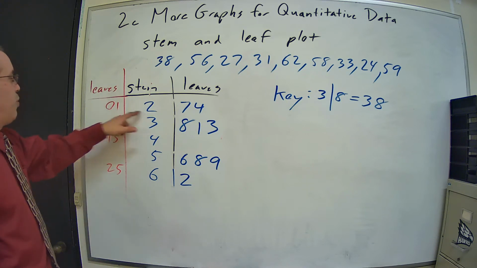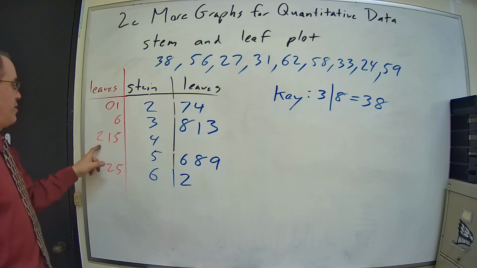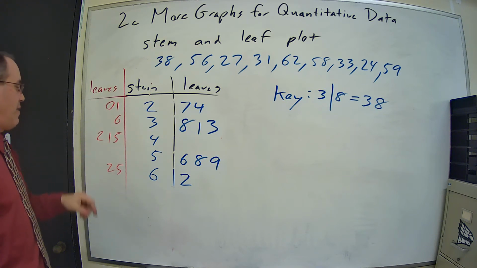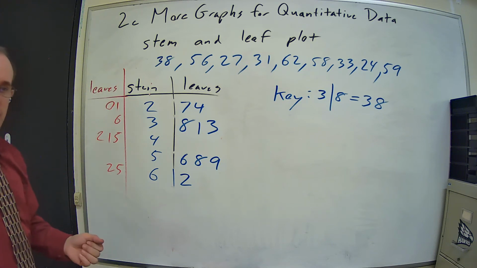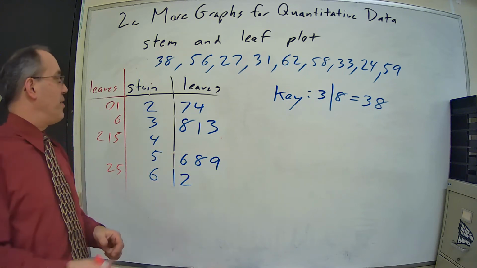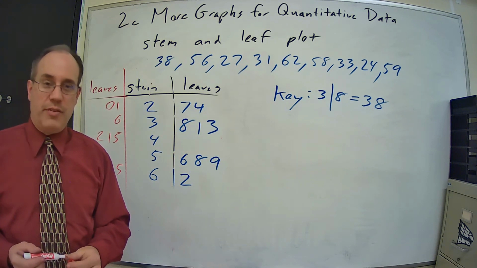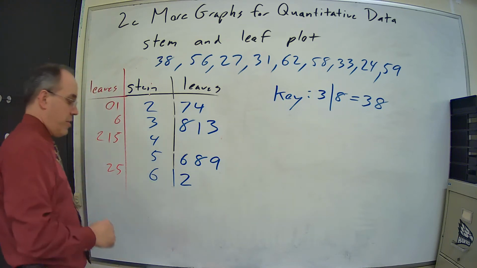So now I have 20, 21, 36, 42, 41, 45, nothing in the 50s, 62, 65. So that way I can show two different sets of data on this back-to-back stem and leaf plot. So there's a stem and leaf plot.